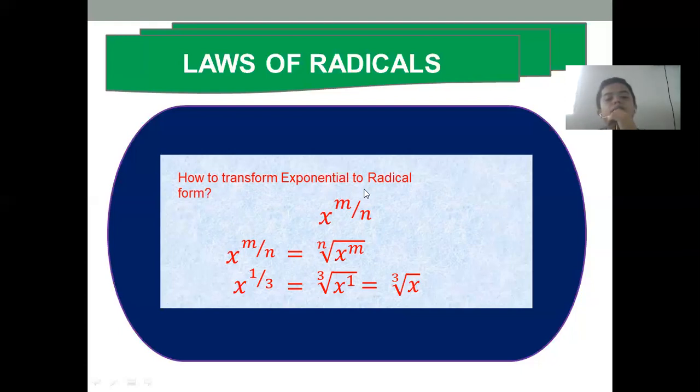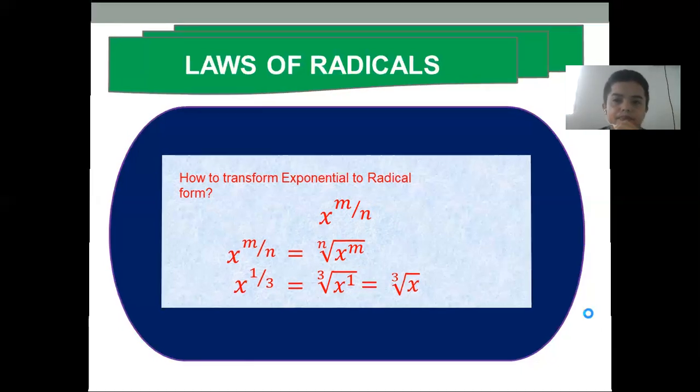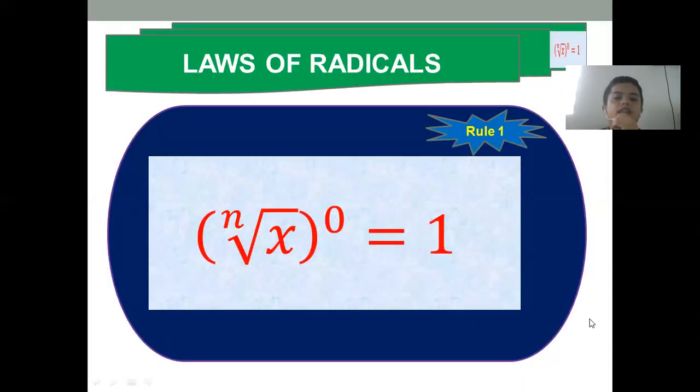So in short, you simply look at the value in the denominator of the exponent of the base x, and that will be the basis for the root, while whatever value is in the numerator of the fraction will be the exponent of base x. So that is how to transform exponential to radical form.